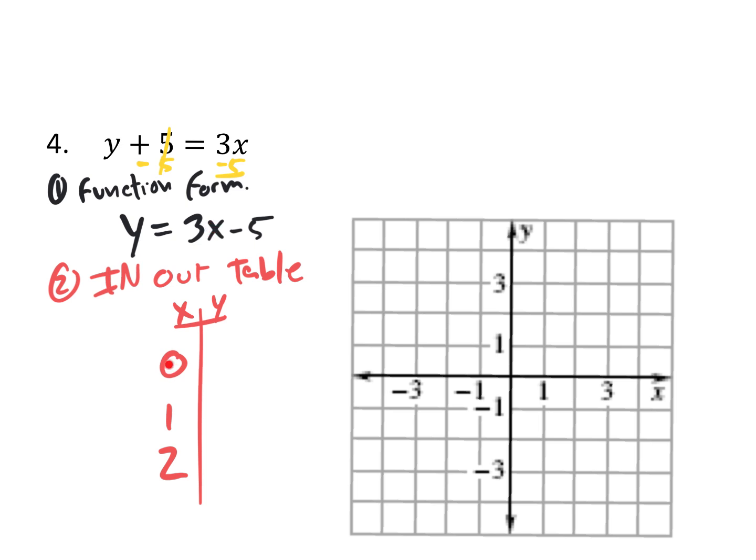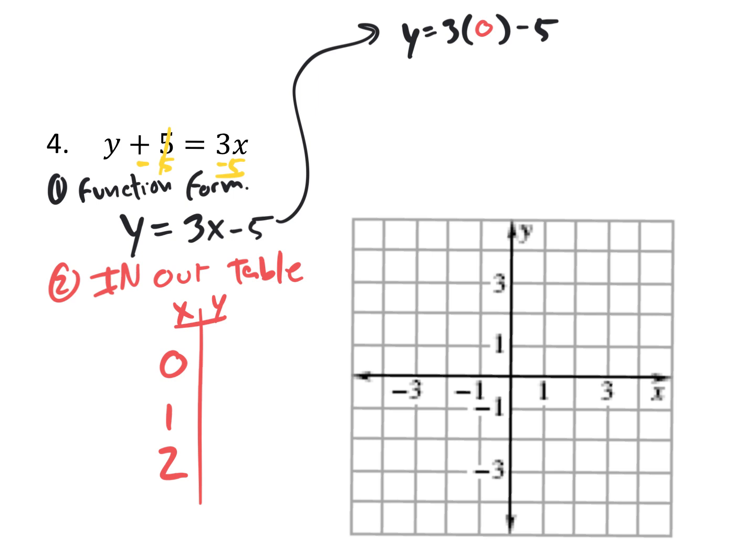Now, I've been doing this in my head. I go, plug in a 0 right there. 3 times 0 is 0. 0 minus 5 is negative 5. But let me actually show my work. I'm going to rewrite this guy. Y equals 3 times x minus 5. And notice that instead of x, I put parentheses because I'm going to plug in that 0 right in there.